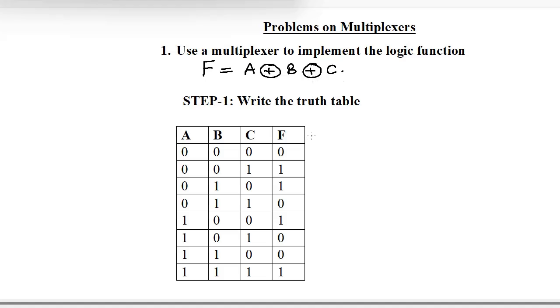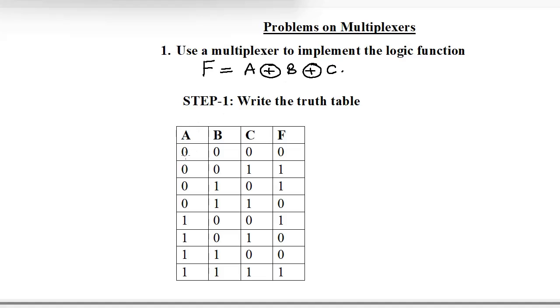So what is the first step here? A, B, C are the input values, f is the function value. So write the truth table directly. A, B, C possible combinations I am writing here: 0 0 0, 0 0 1, 0 1 0, 0 1 1, 1 0 0, 1 0 1, 1 1 0, 1 1 1. Now when is the output value f high? A XOR B XOR C.